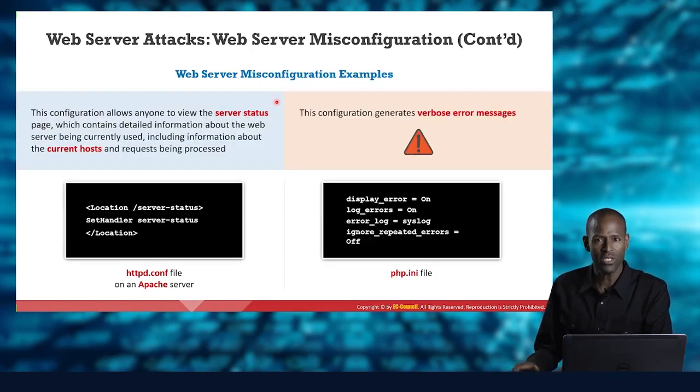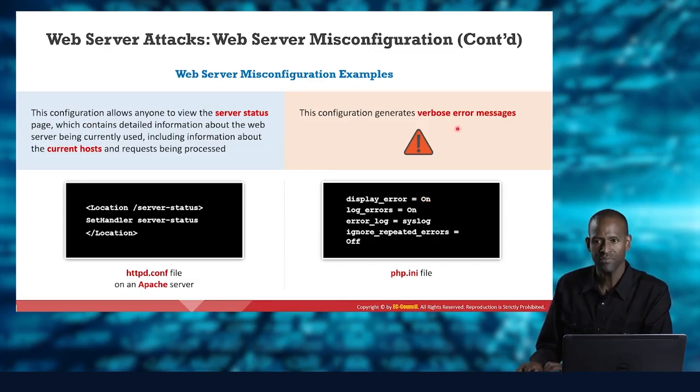Also, we have other misconfigurations. Here are a couple of examples. Here's one where anyone can view the server status page that has detailed information about the web server. You can't see much, but this is the httpd.conf file on an Apache server, and you can dump all kinds of information about the web server using that. Here's another example. This one gives you TMI, too much information, in this php.ini file, where the attacker can look and see information on errors, syslog entries, and other information because of verbose error messages.